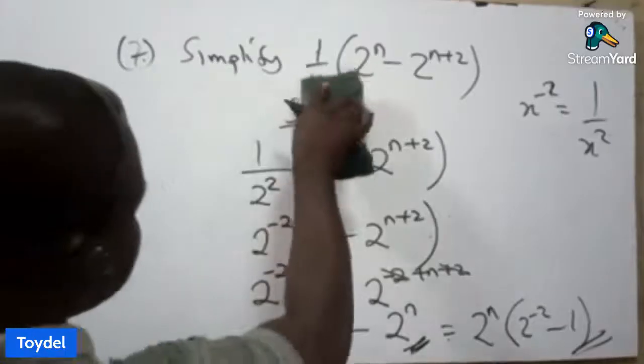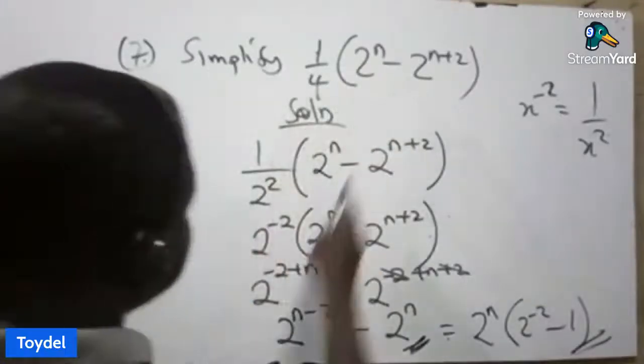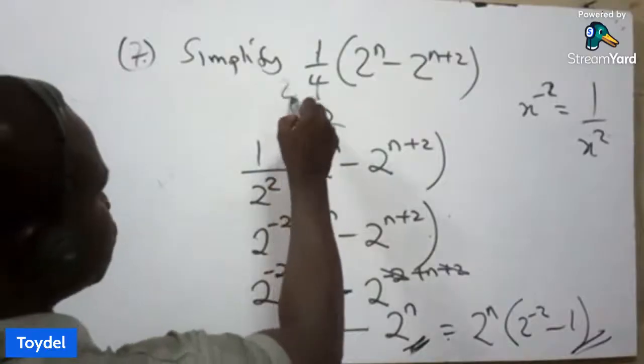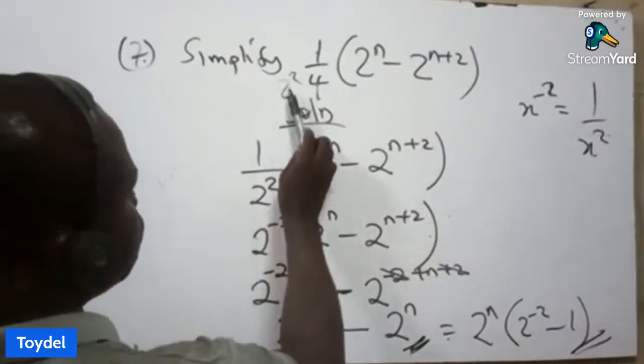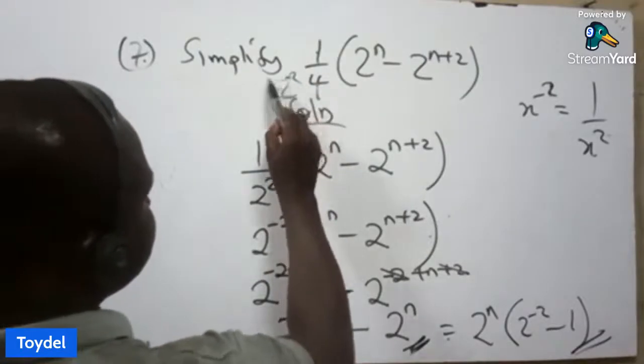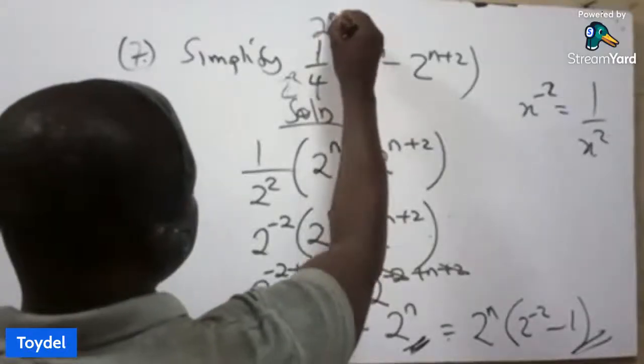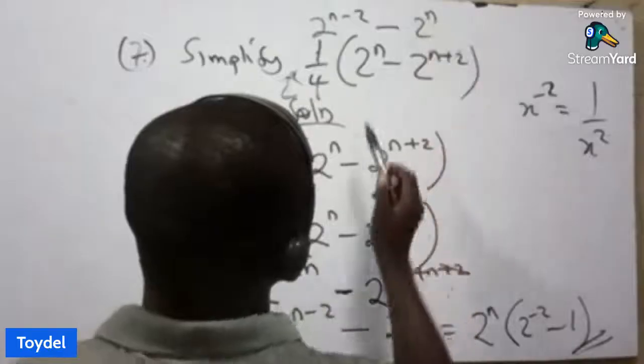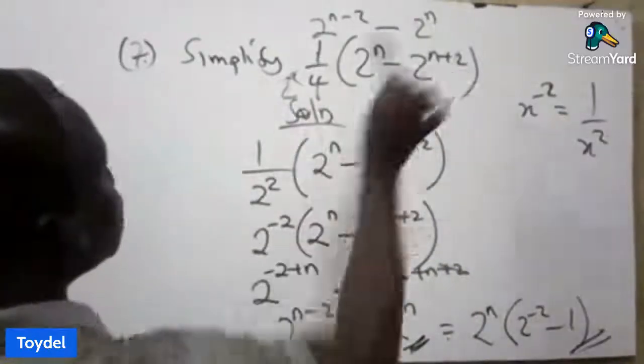So from this question now, I can determine the answer without going through this process. I'll just change this to 2 raised to power 2. Then I know that this will be 2 raised to power minus 2. Once I introduce this, I'm going to get 2 raised to power n minus 2 minus 2 will cancel to 2 raised to power n. Without going through this process, I will know the answer.